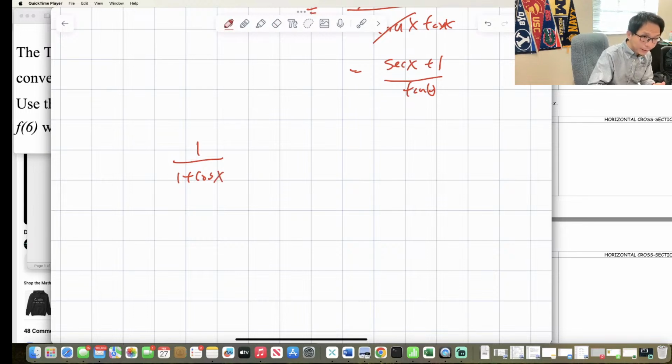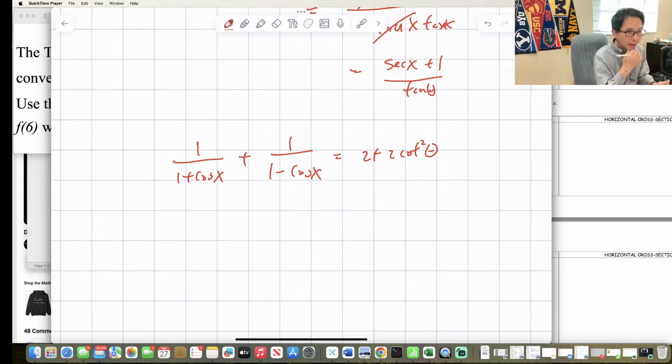I don't know if I have enough time. If I don't have enough time, then I'll finish it in the class on the video. So now this one looks kind of difficult. This one requires you to work both sides, but you're going to work one side at a time.